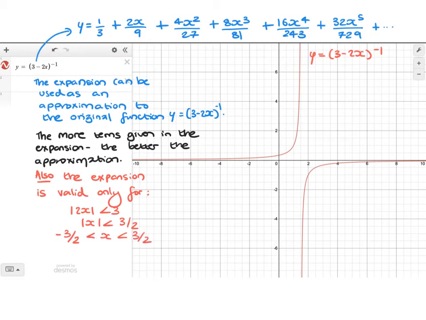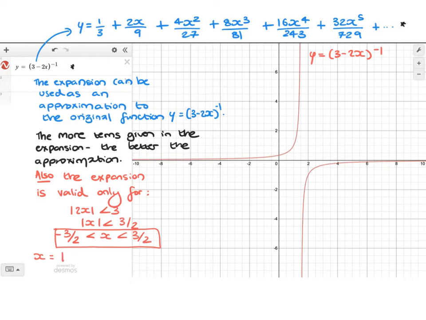Now, we can get a better idea of this numerically, by choosing an x value and seeing what happens when we substitute that x value into the original function here, and what happens when we substitute the x value into the 6 terms that I have of this expansion, and seeing whether the result from the expansion matches the true value of y. So the first thing I'm going to do is choose an x value that lies within this validity condition here. So I'm going to choose x equals 1.